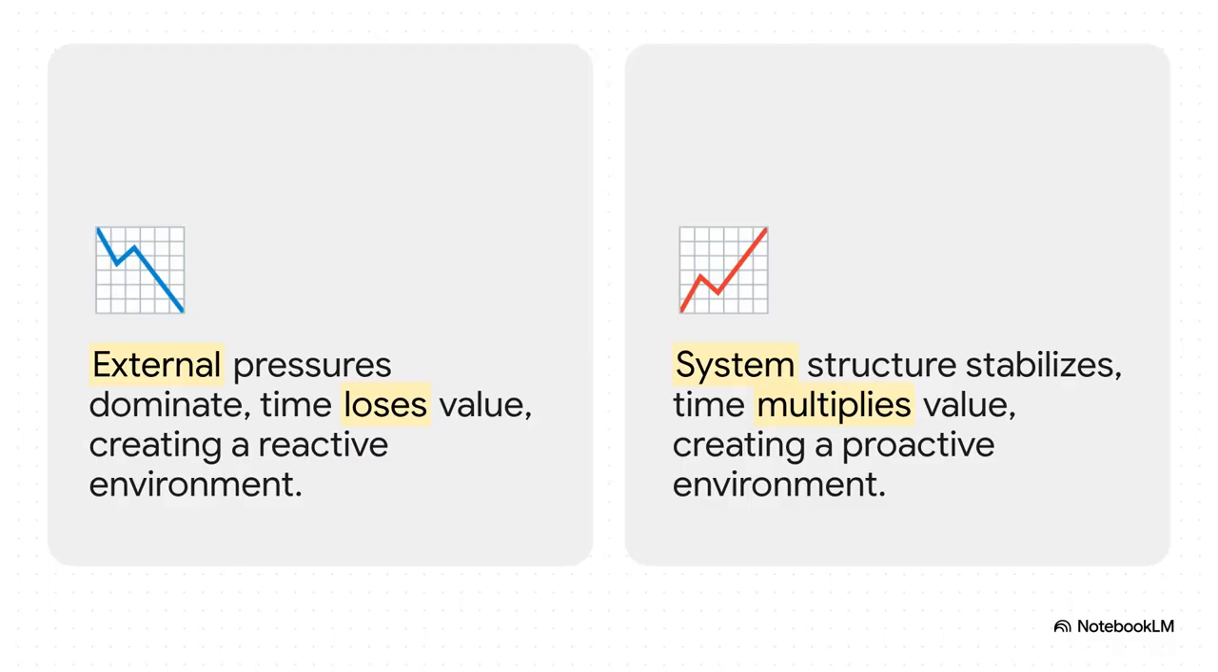This right here is the daily battleground for a student. On one side, we have negative time compression. This happens when all those converging external forces dominate, the student's time loses its developmental value, and their entire life becomes a reactive struggle. But on the other side, we have positive time compression. This is where the school system actually steps up to do its true job. When a system is properly structured, it stabilizes the environment, it insulates the student, and it actively multiplies the value of their time through proactive support. So the core conflict really boils down to this: which system controls the student's time? Is it the external negative pressures or the internal positive structure of the school?